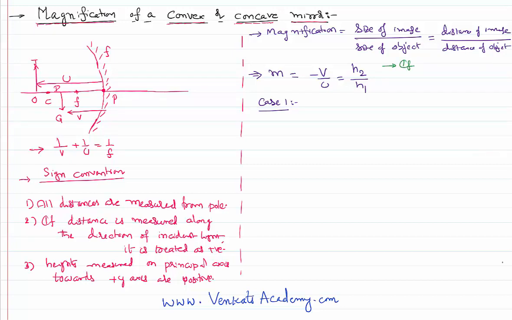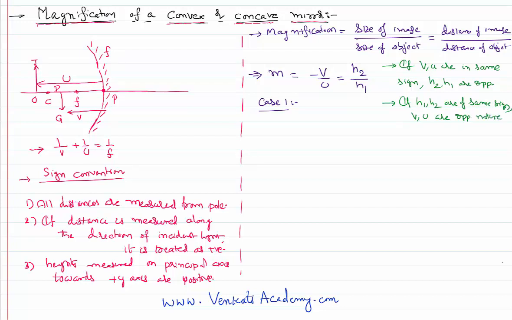If v and u are of the same sign, that means if both are positive or if both are negative, h2 and h1 are opposite. That means h1 will be positive, h2 will be negative, or vice versa. That's the same. Like if h1 and h2 are of the same sign, then v and u are of opposite nature.